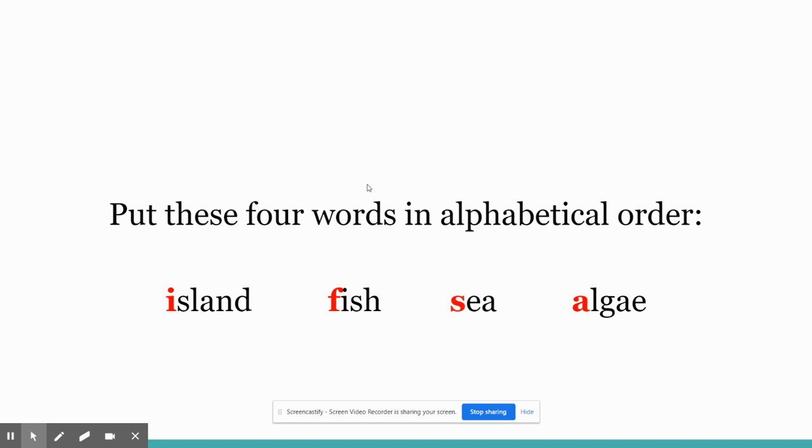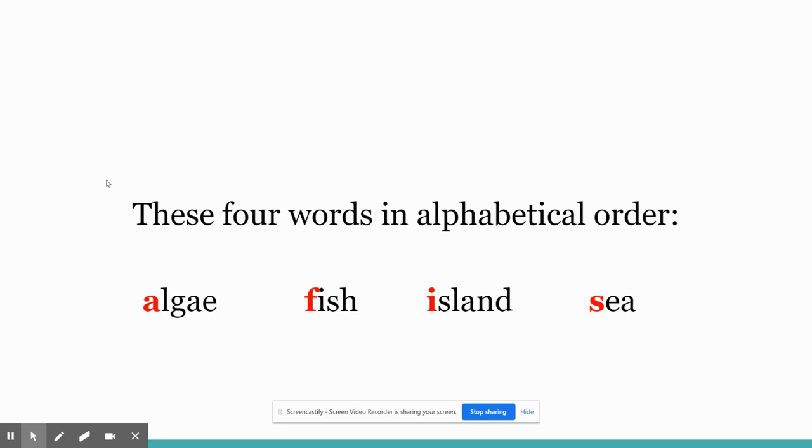And now, scholars, that leaves the I and the S. So we have to decide which of those would be our third word. Well, I can visualize the alphabet right now, and I know I comes before S in the alphabet. So island would be our third word, and sea would be our fourth word. So, scholars, our work would look like this when it's in alphabetical order: algae, fish, island, sea.